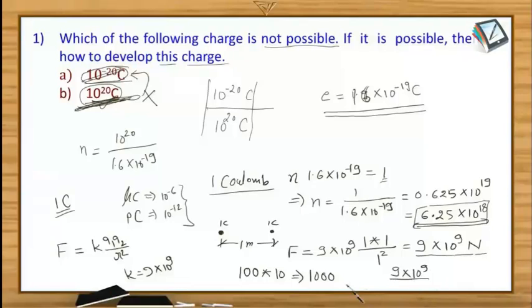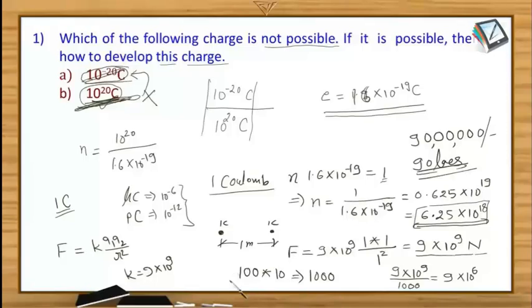So how many such persons can be lifted with this force? You can divide by 1000, so you are getting 9 into 10 raised to the power 6. So 9 into 10 raised to the power 6 means 9000000. What is this? 90 hundred thousand means 90 lakhs. So 90 lakhs of such people who are 100 kg can be lifted by this force.